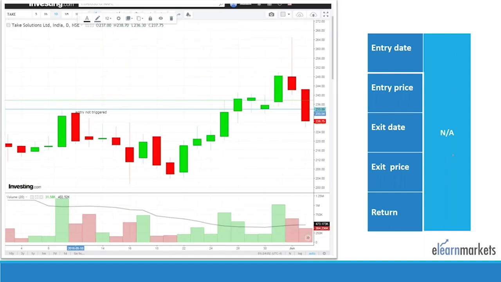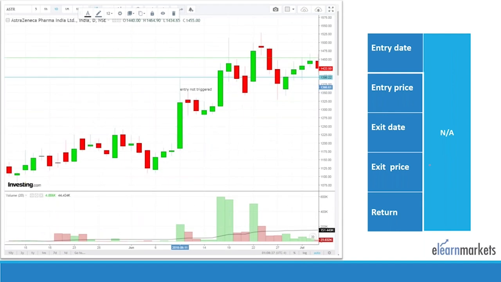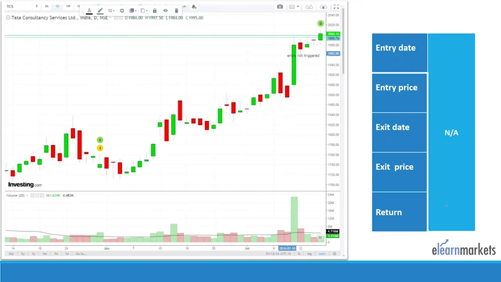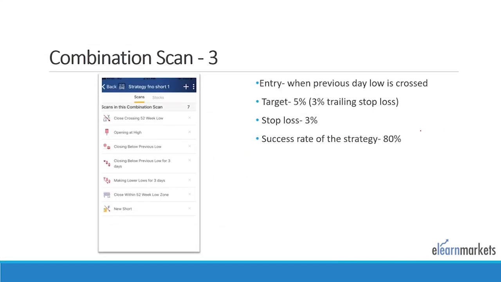Like this trade did not get initiated. This trade of Take Solution did not get initiated. This trade of AstraZeneca did not get initiated. This trade of Merck did get initiated on 31st of May, and we made a return of 3% in that. This trade of Tata Consultancy did not get initiated because the high was not crossed on that day.